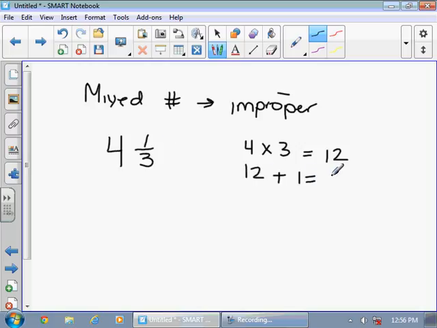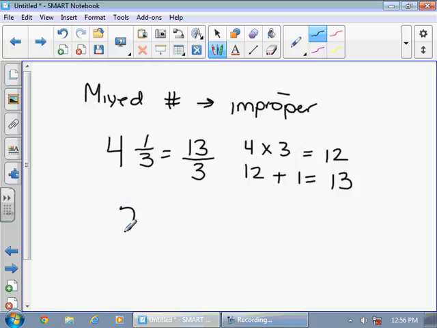And what do you get? It told me that 13 is the new numerator. And step 3 says the denominator stays the same. It is. Okay? Let's look at another one.